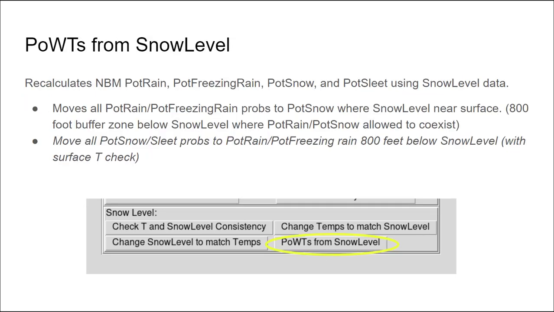Finally, there's a button called Pots from Snow Level. This can dramatically improve your conditional pot grids and all the nooks and crannies of your mountain areas by using your snow level forecast to shift the probabilities of rain, snow, and sleet to match it. I'd recommend running this every time in the Analyze Adjust step, just to make the unconditional precipitation pot step as easy as possible. One note, there will be an 800-foot buffer zone between the listed snow level where both snow and rain can coexist.